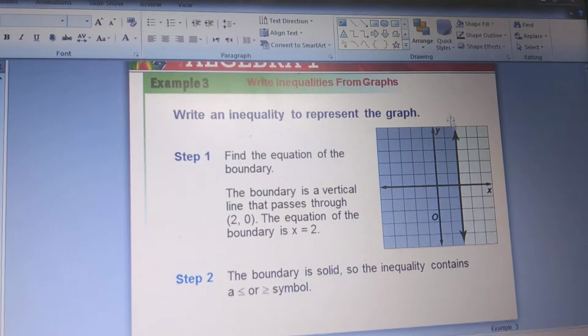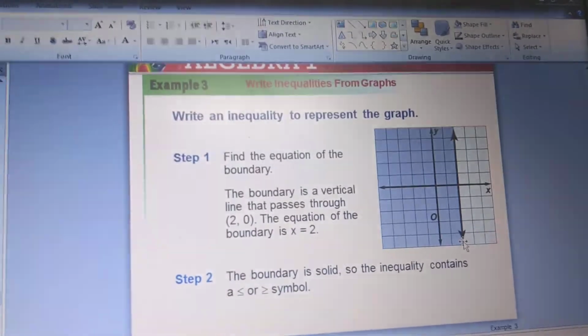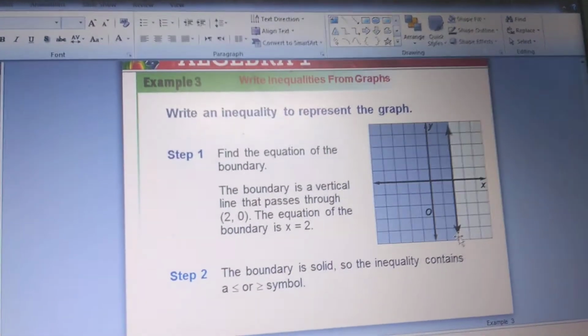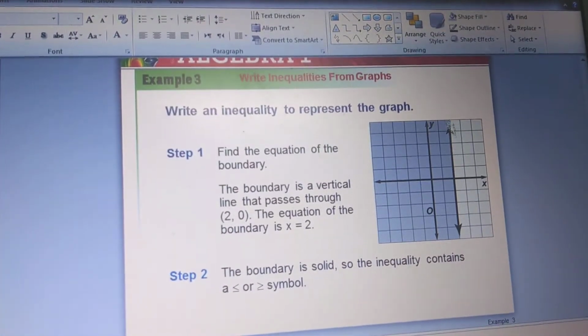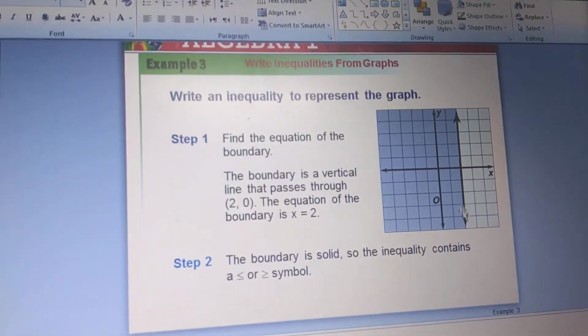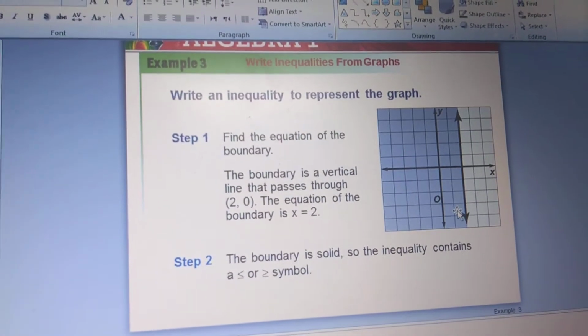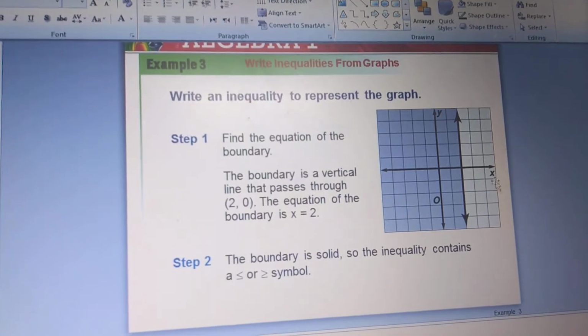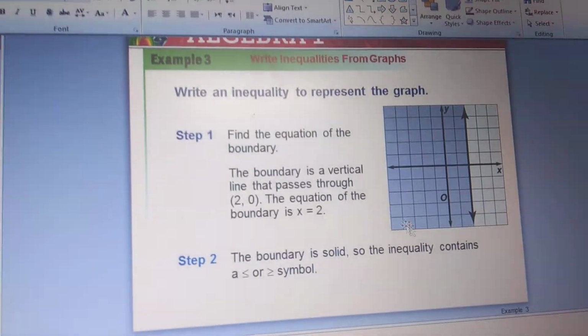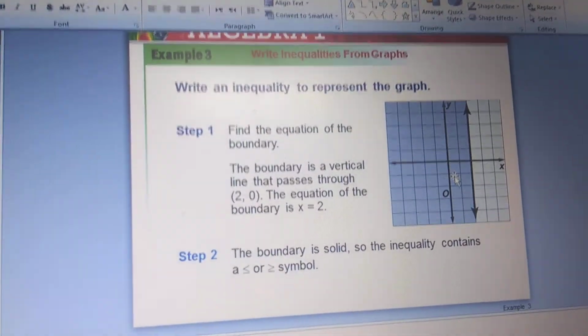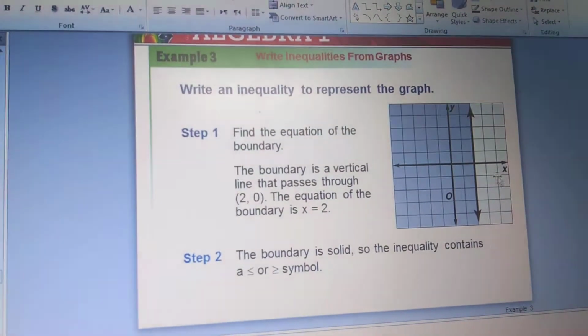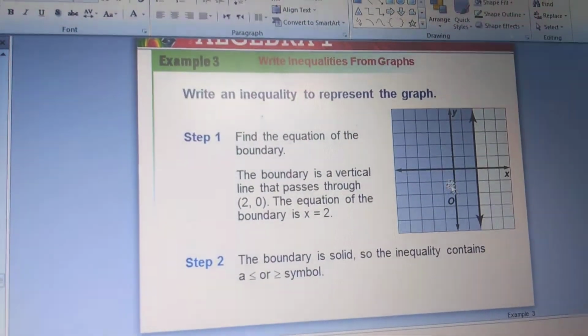The line is solid. This means I will have more or equal, less or equal. Why? Because the line is solid. If the line were dashed, I would have more or less. But because it is solid, I will have more or equal, less or equal. Now look at the shaded area. Is it on the left or on the right? It is on the left.